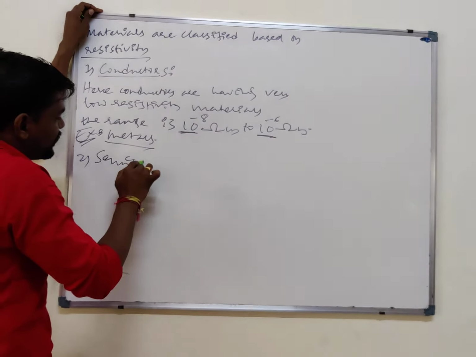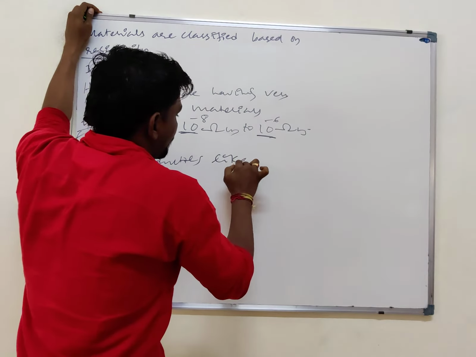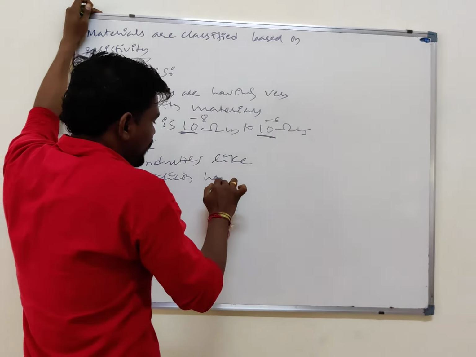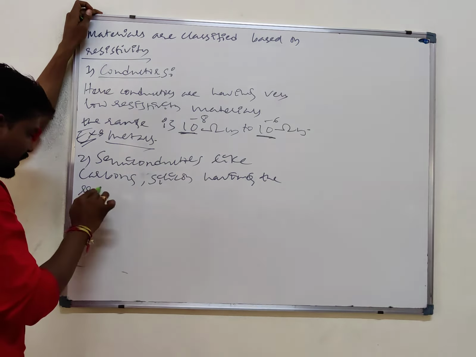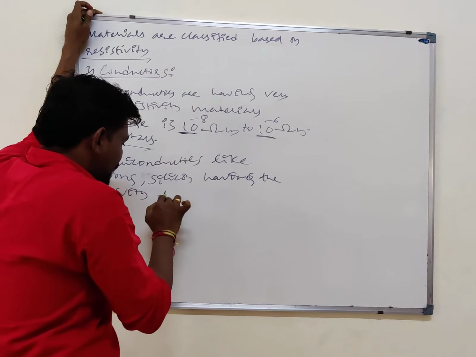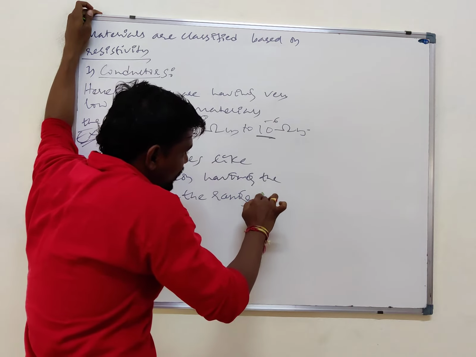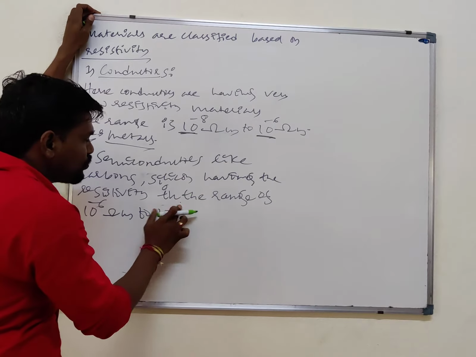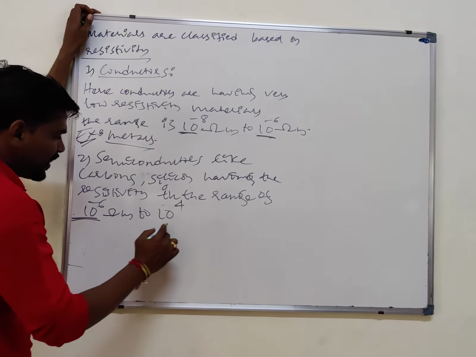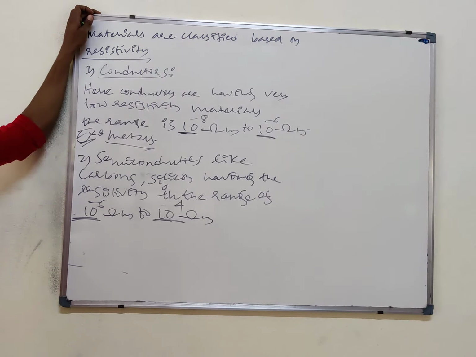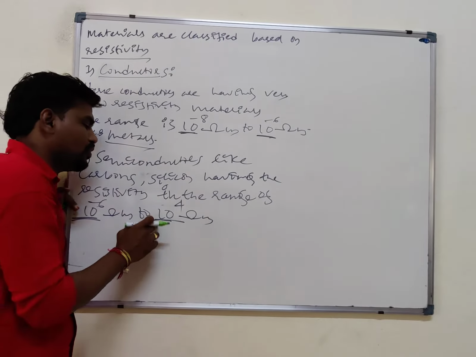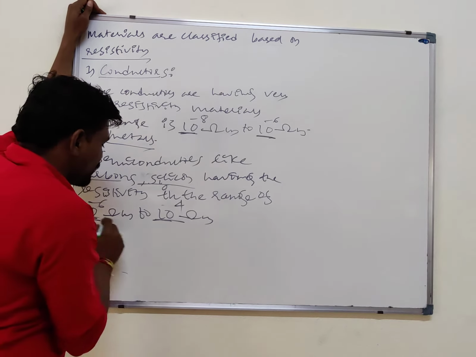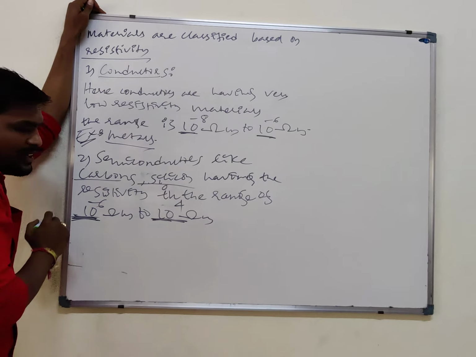Next, semiconductors like carbon and silicon, having resistivity in the range of 10 raised to minus 6 ohm meter to 10 raised to plus 4 ohm meter. So carbon and silicon are semiconductors, and their resistivity lies in this range.